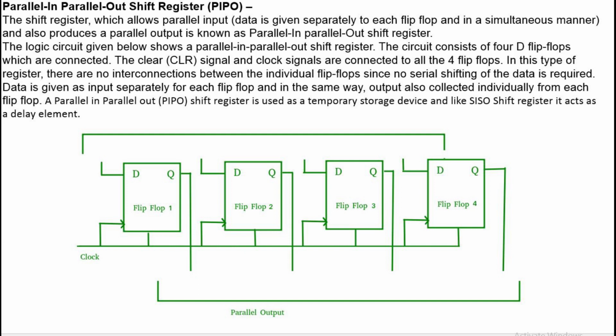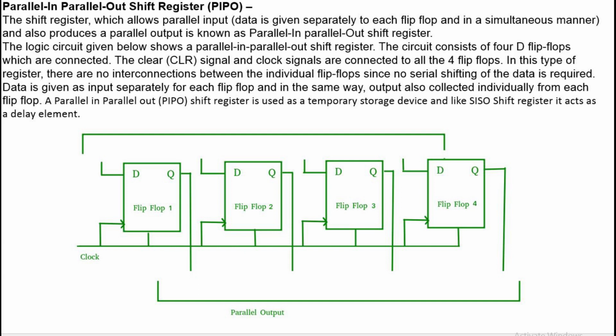The clear signal and the clock signal are connected to all 4 flip-flops. In this type of register, there are no interconnections between individual flip-flops since no serial shifting of the data is required. Data is given as input separately in each flip-flop. In the same way, the output is collected individually from each flip-flop.